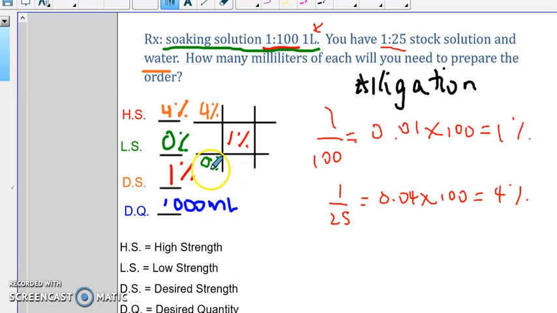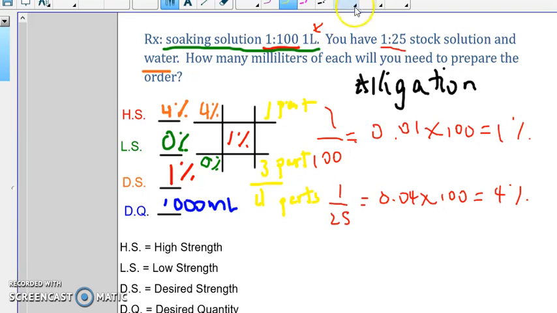Now what we're going to do next here is subtract diagonally. We need to subtract 0 from 1. Now our answer is actually -1, but we're going to take the absolute value of -1, which is just simply 1 part. Not percent, but part. And then 4 minus 1 is 3. This is a part. So we're taking 1 part of the 4% and we're taking 3 parts of the water. Now we add these 2 parts and we have a total of 4 parts.